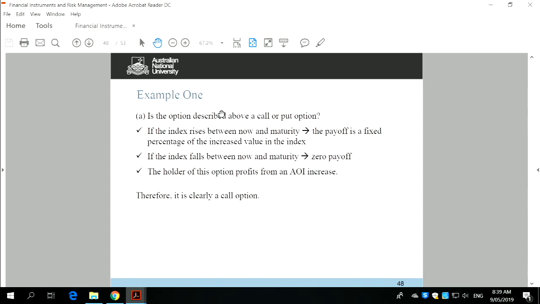So the logic is here, because if the index increases, you get a payoff. If the index decreases, you don't get a payoff. Only the call option has this sort of feature. So this Canberra option is clearly a call option.